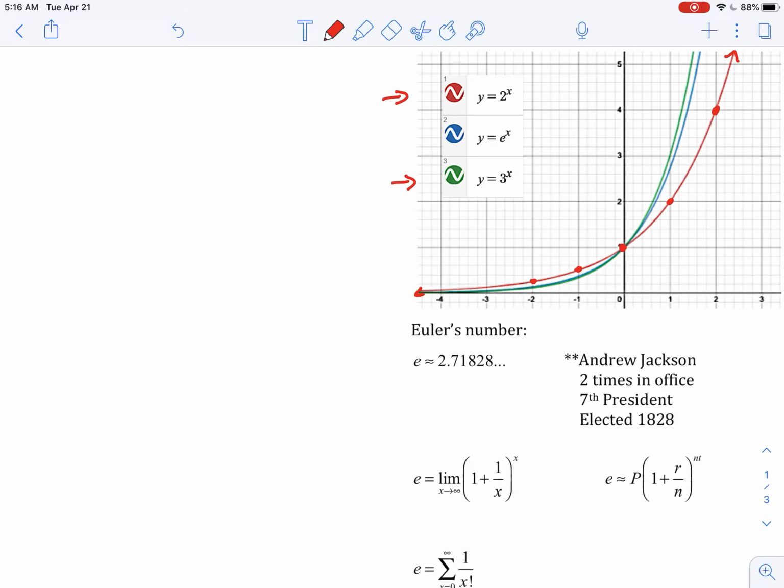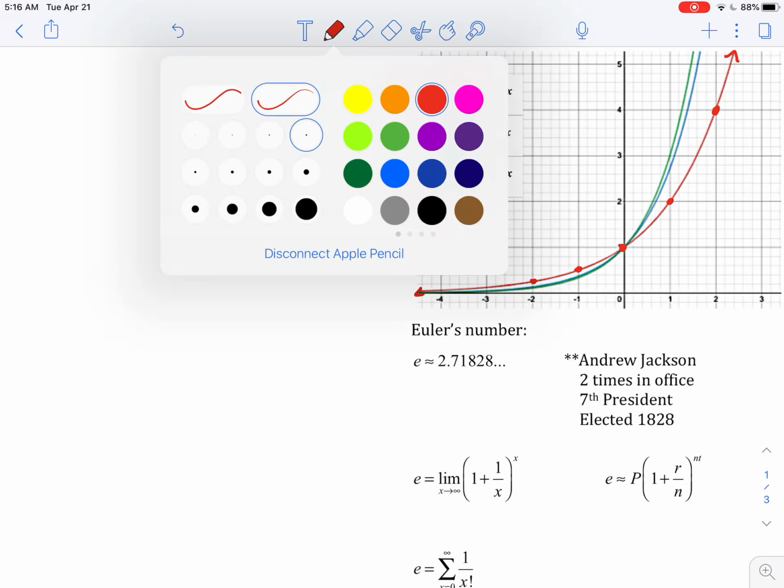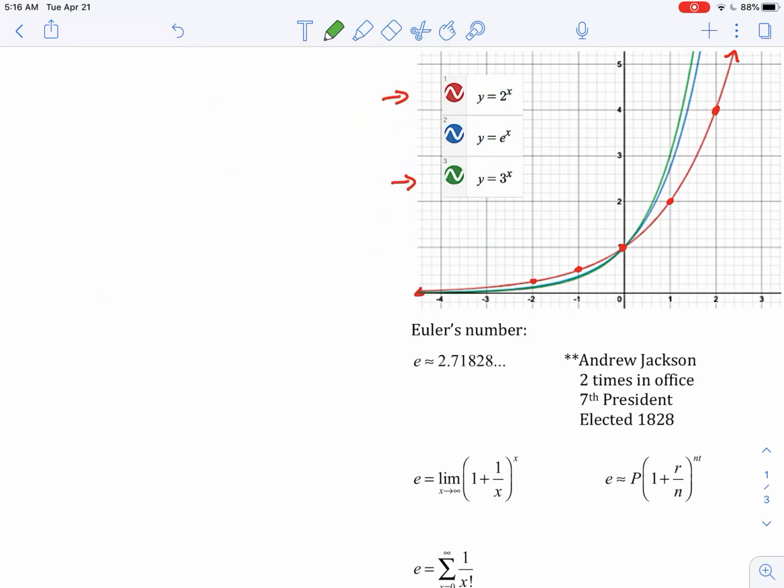If we were to sketch the graph of y equals 3 to the x, which is our graph in green, we know that if x were 2, 3 squared would be 9, which would be way up there. If x was 1, 3 to the first power is 3. If x was 0, 3 to the 0 is 1. If x were a negative 1, we would get 1/3. If x was a negative 2, then we would get 1/9. And our y equals 3 to the x would be that green graph.